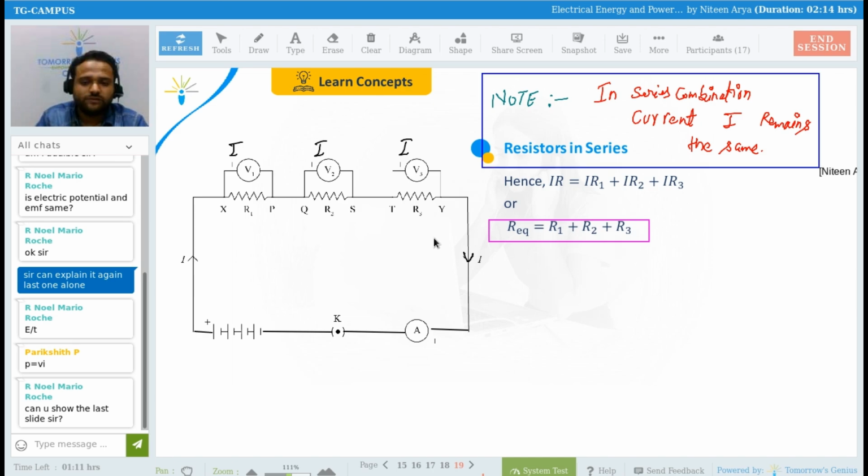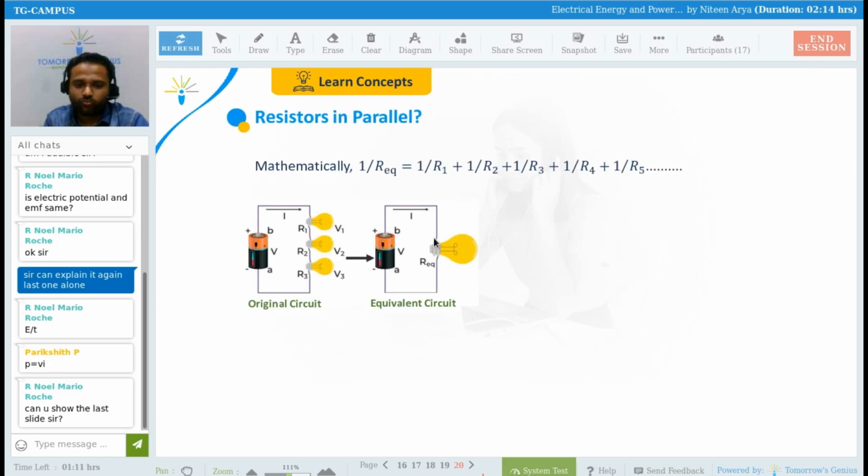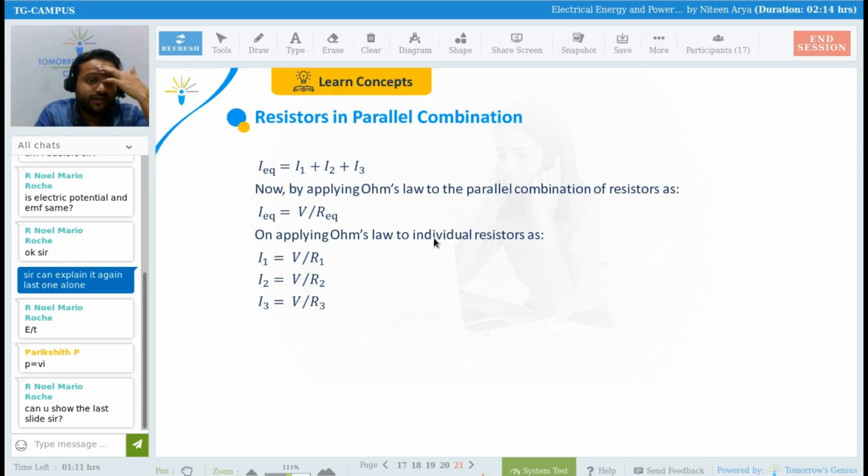Okay. This is in parallel. So this is just a formula. Maybe they also explain this. So in parallel combination, as we know, I equivalent. Okay, here you can write a note also.